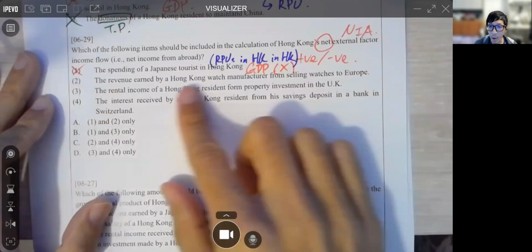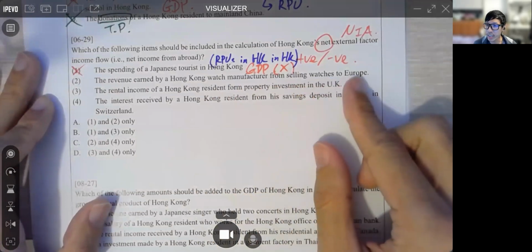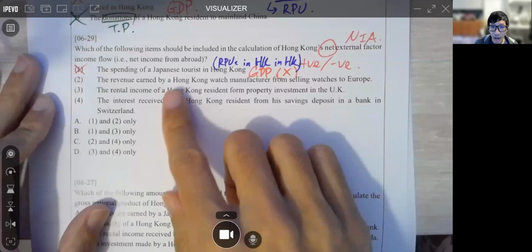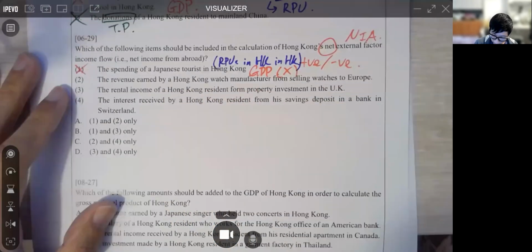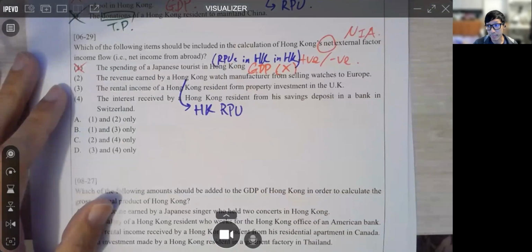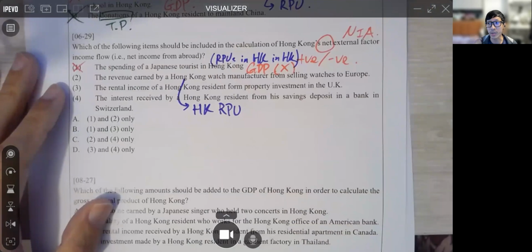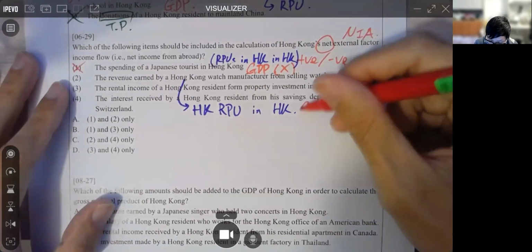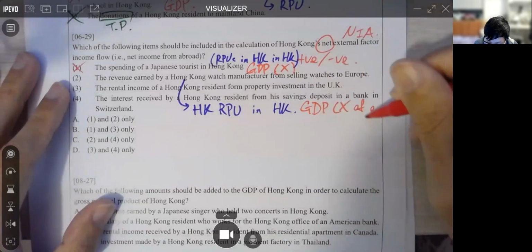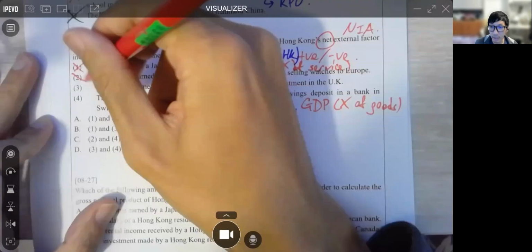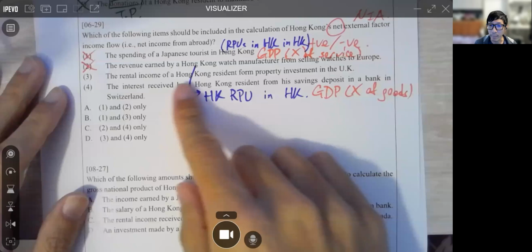Okay, second one, the revenue earned by a Hong Kong watch manufacturer from selling watches to Europe. Again here, be careful, it's trying to fool you. Hong Kong watch manufacturer, this is a Hong Kong RPU. Selling the watches, OK. Let's assume the European buyer comes into Hong Kong to buy. Happening in Hong Kong. What is this? This is again a native GDP item. This is an export of goods. The one above is export of service, both are exports. So no need to add or minus anything.